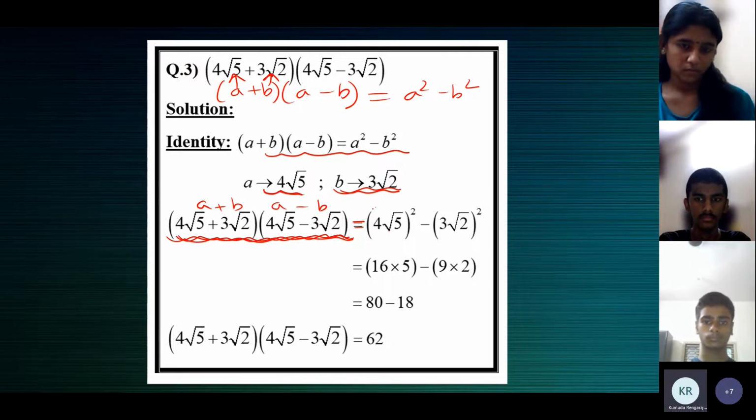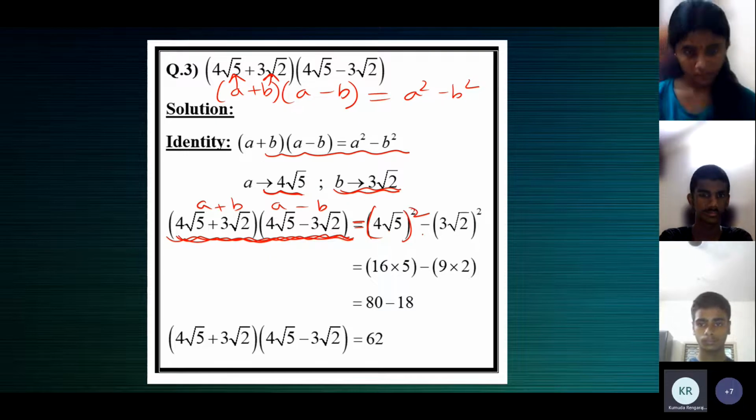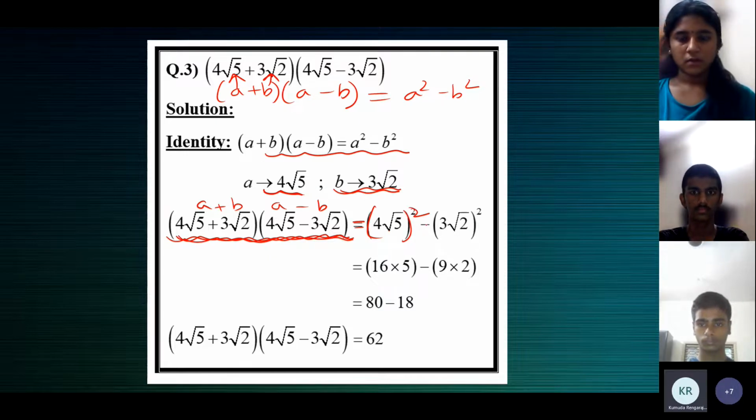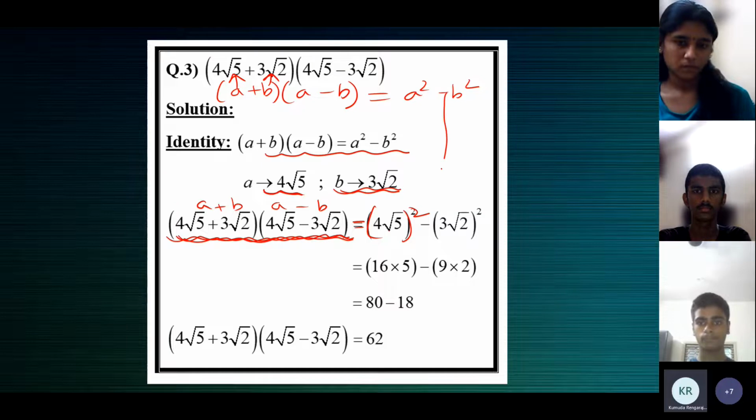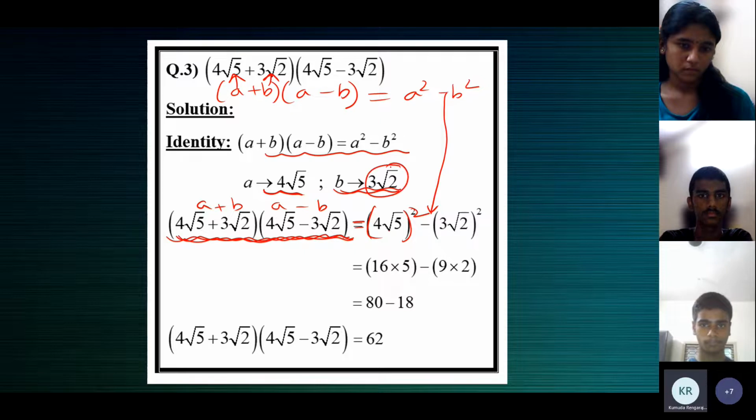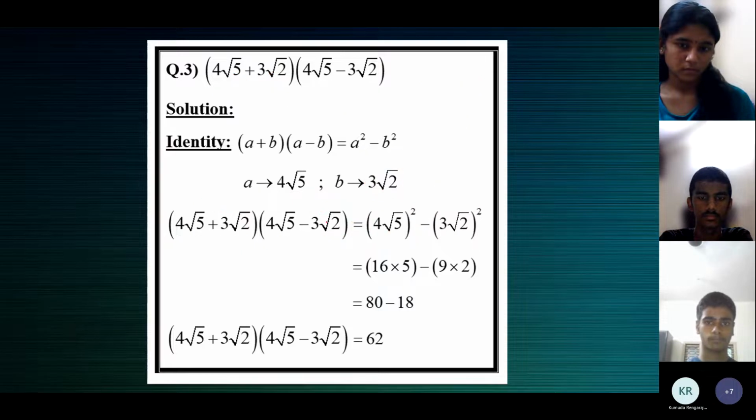What is a? 4 root 5. A square, so 4 root 5 the whole square. Minus, from where did we get the minus sign? From here, this minus. You should pick all the signs from the identity. You must pick the signs from the identity. And b square. What is b? B is 3 root 2. So b square, 3 root 2 the whole square. So this is what you see here, a square minus b square.